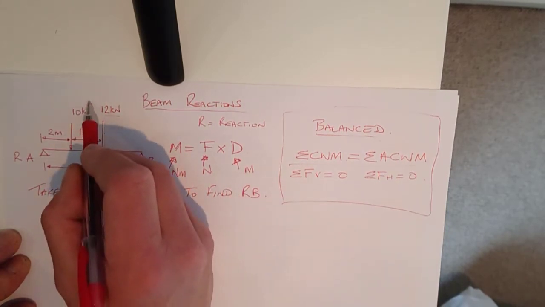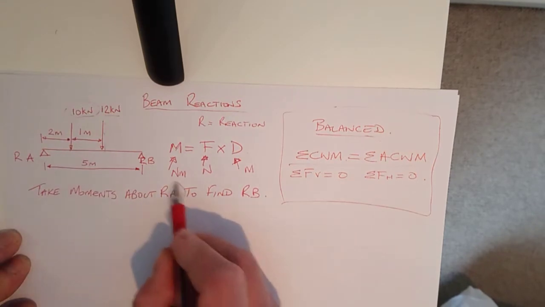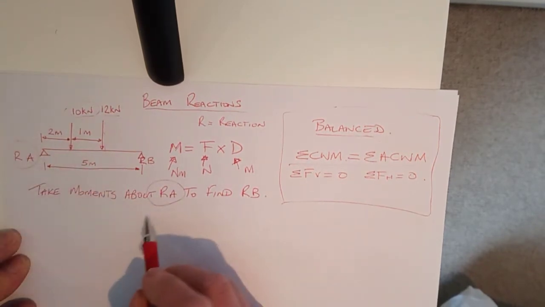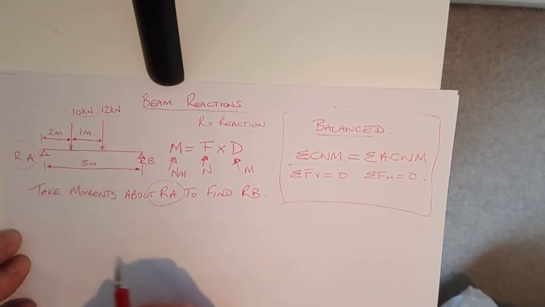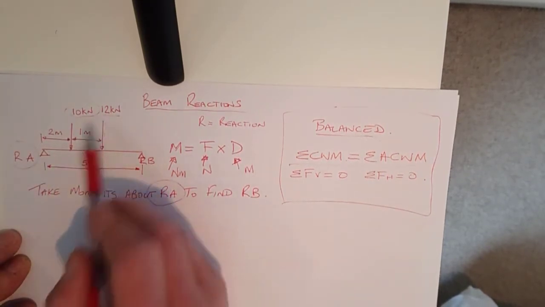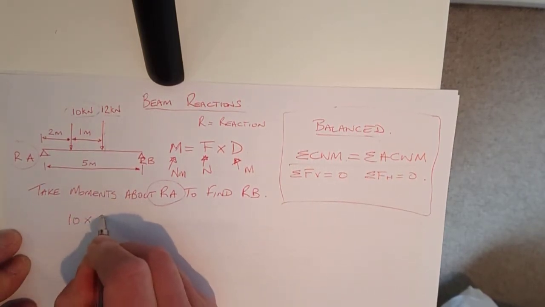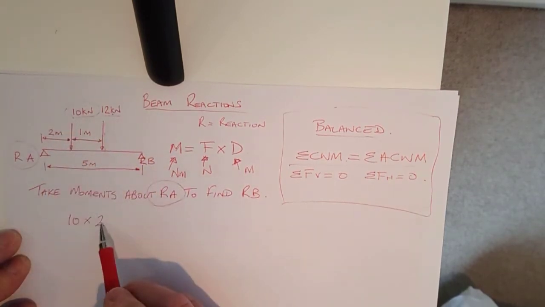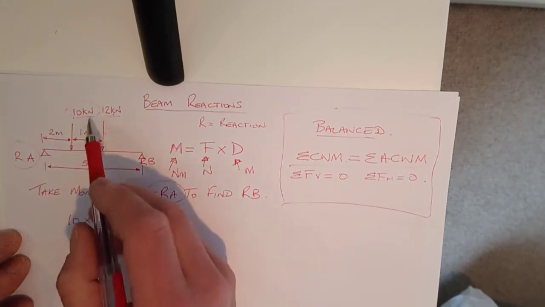So we're going to take this 10 kilonewton force and go back to RA, because it says take moments about RA. That's all I'm doing, taking force times distance back to RA, as I've been asked to do. And the same with this 12 one. So to begin with, 10 times 2. These are both in kilonewtons, so I could do 10,000 times 2 plus the 12,000 times whatever distance when we get to here.